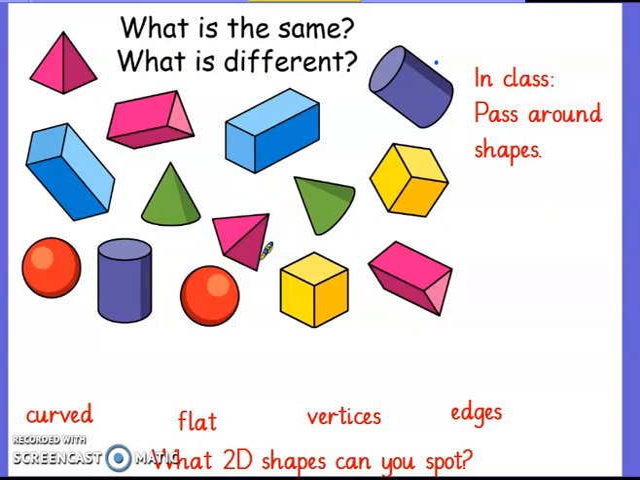So have a little look around your house and see if you can find any 3D shapes. See which ones you can remember the names of. See which 2D shapes you can spot on the faces of the 3D shapes here. We've got a triangular prism here with a triangle on one side, rectangles on the other sides. So have a good look at those. Have a look around your house. See if you can find some similar 3D shapes.